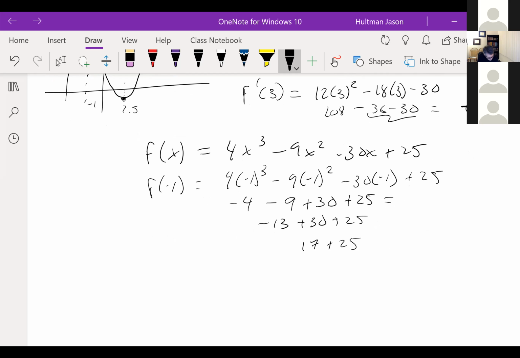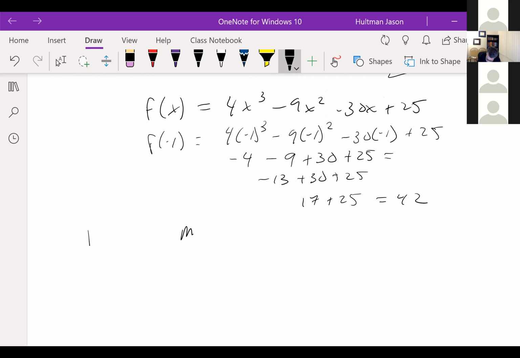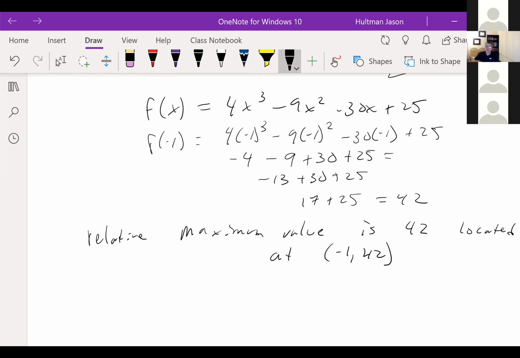Okay, which is what am I getting here? 42, is that right? 42, yeah, 42. So what is my maximum value? My relative maximum value is 42, located at point (-1, 42). So this thing goes way high up to 42. Okay, that's my relative maximum value.